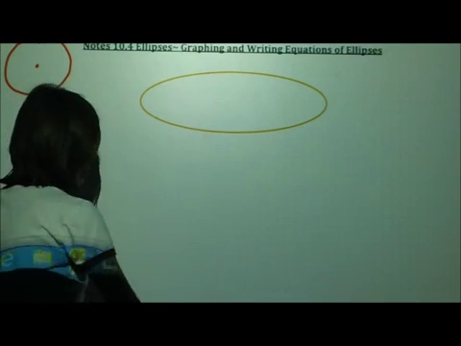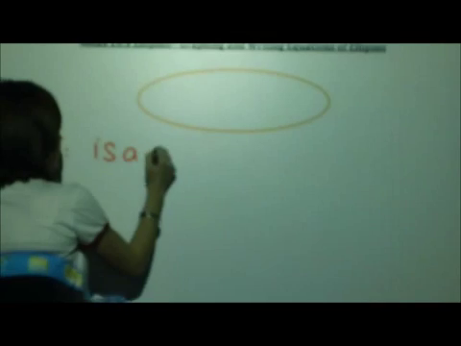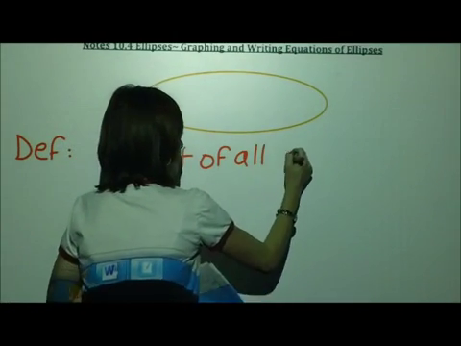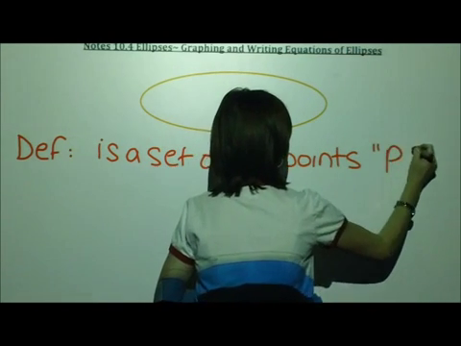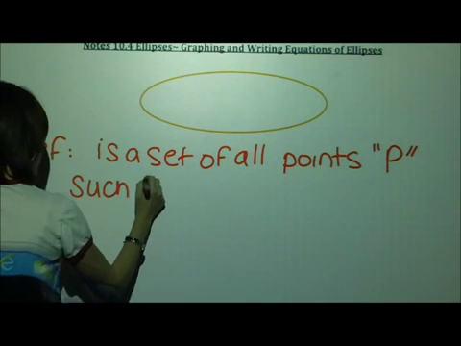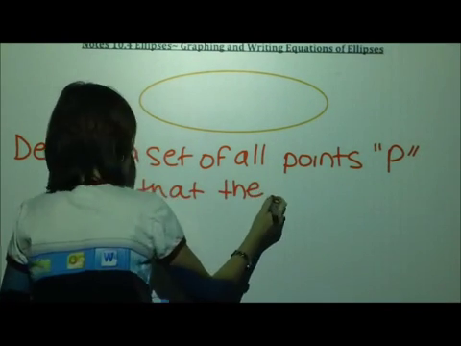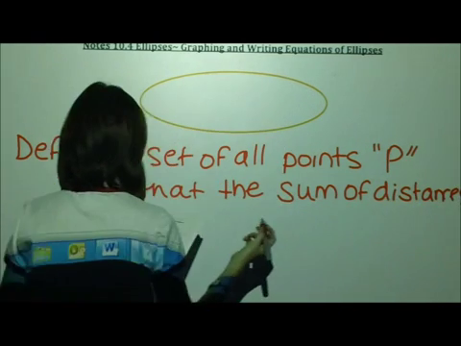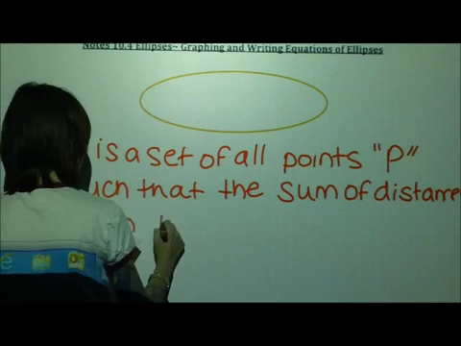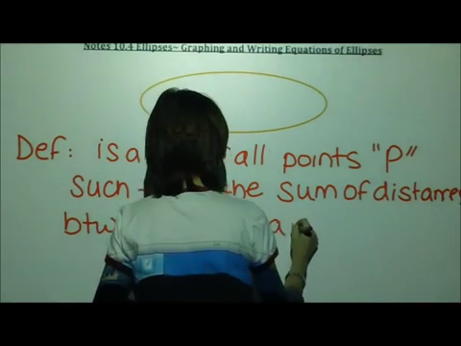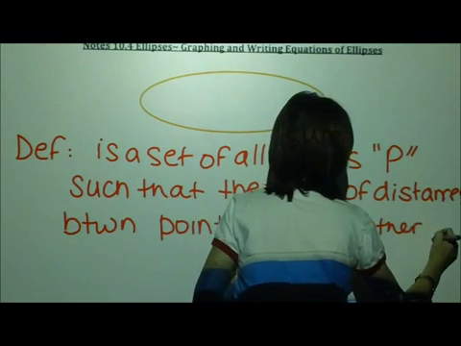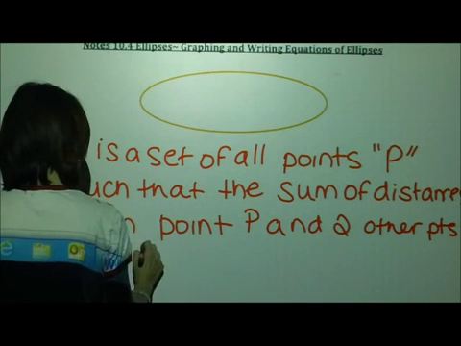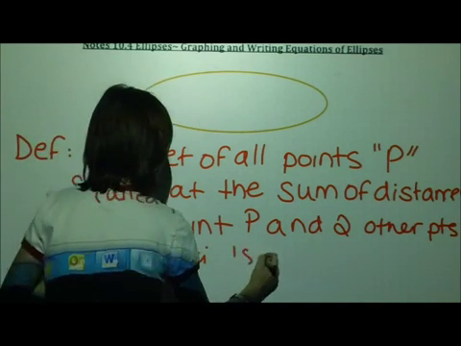I'm guessing that you're looking at it and saying it looks a little bit like an oval. And it does. It does look like an oval. And the definition, I want you to write it down, the definition is a set of all points, and we're going to call those points P, such that the sum of the distances between point P and two other points called foci is constant.